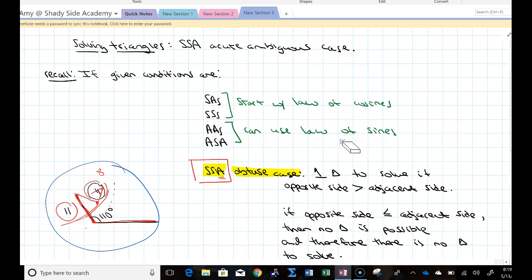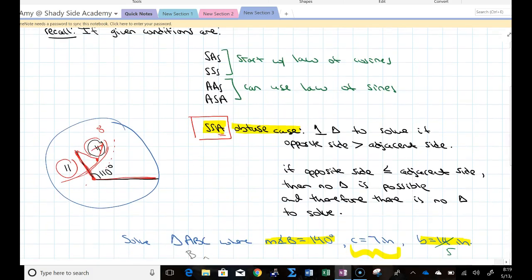I think we are all in general agreement that the law of sines is easier than the law of cosines, just in terms of algorithmically. It's less messy, it's shorter, it's smaller, it's cleaner. We talked about the SSA obtuse case.